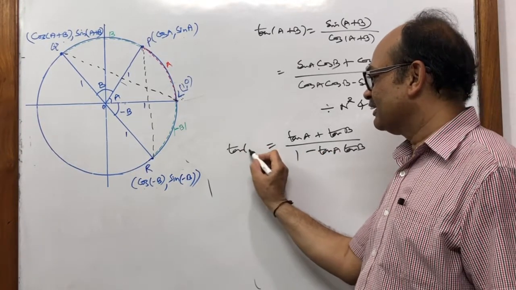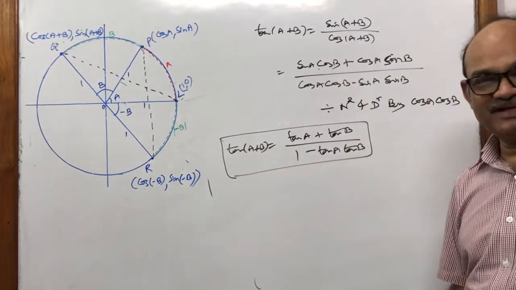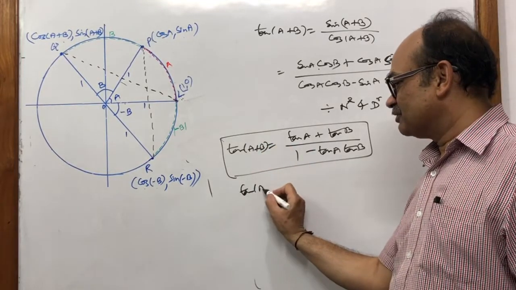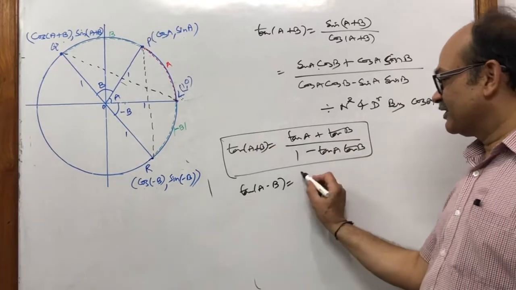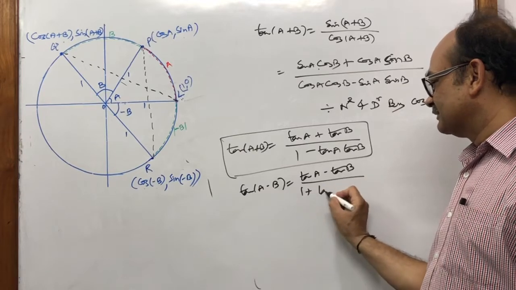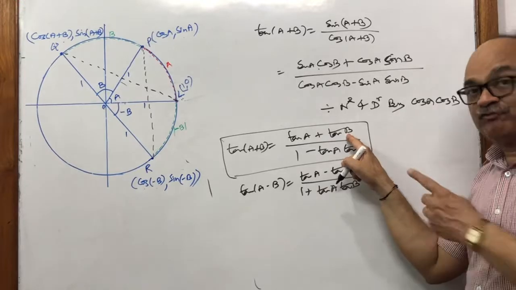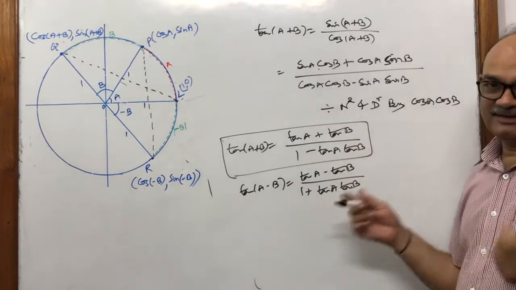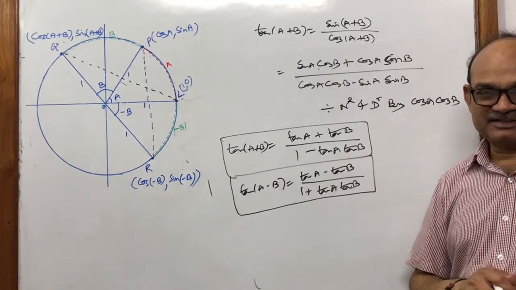Very important formula, tan A plus B. Look how quickly they are getting derived. One formula started and all the others keep coming. If it is tan A minus B, a small change: for every B, put minus B. So what we are getting? Tan A minus tan B, 1 plus tan A tan B. Why? Because minus B is put here. And in the fourth quadrant, tan of minus B is minus tan B.